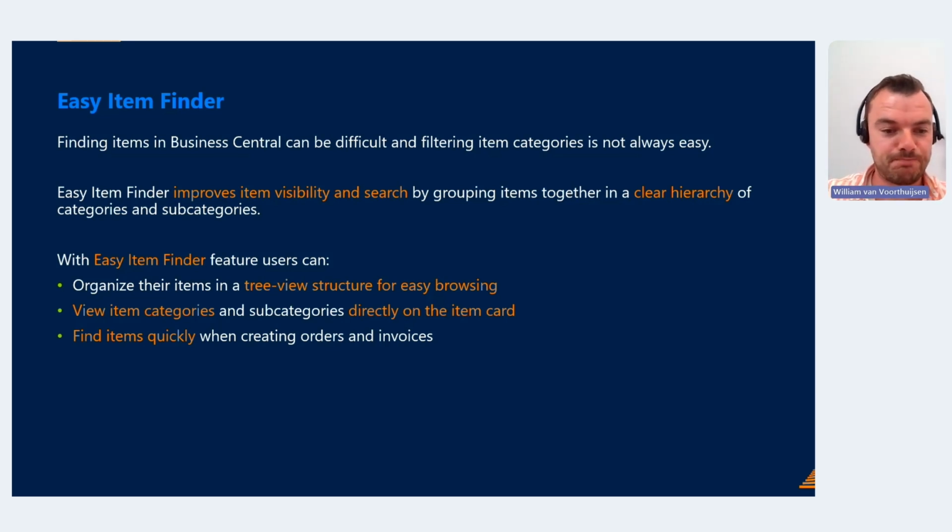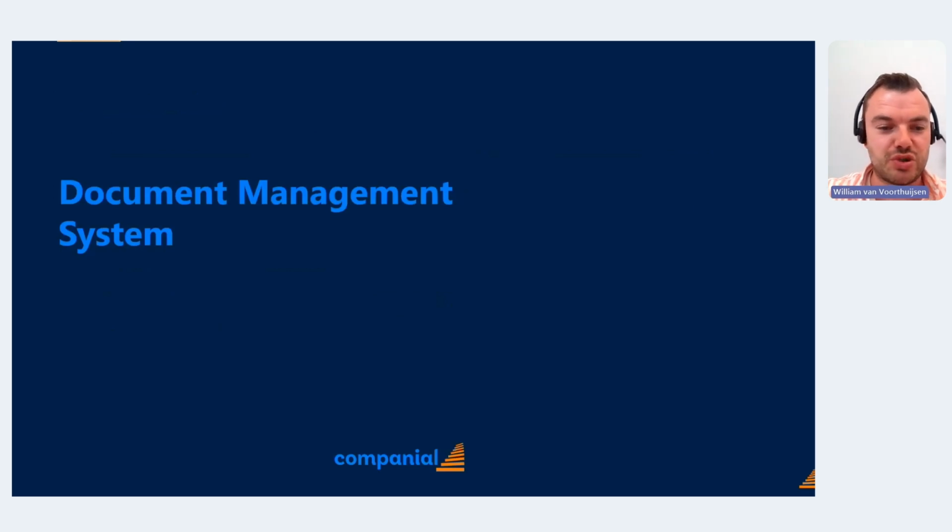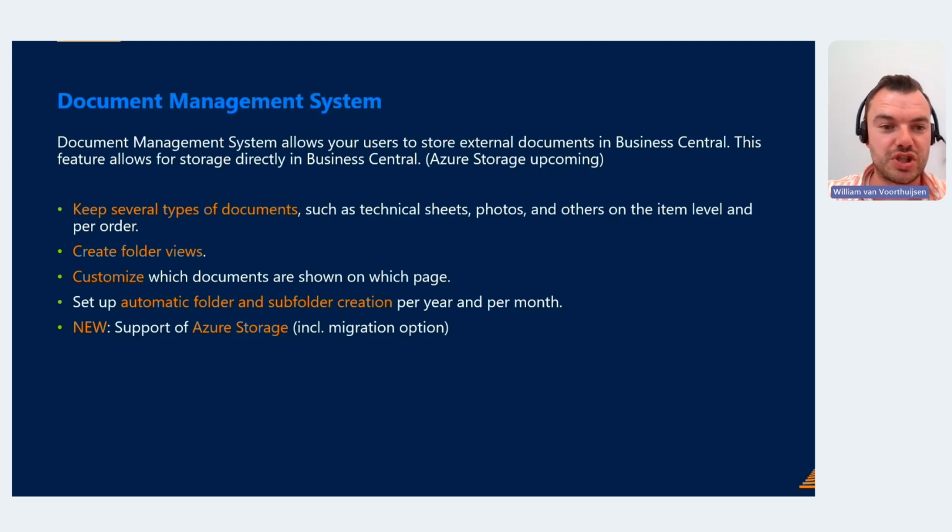The other feature is document management system. People would love to store documents in Business Central. For example, agreements or volume discount contracts or whatsoever, on all kinds of records within Business Central. So either on customers or on vendors or on items you want to store additional documents or pictures or drawings or whatsoever. That's something we've made available with document management system.